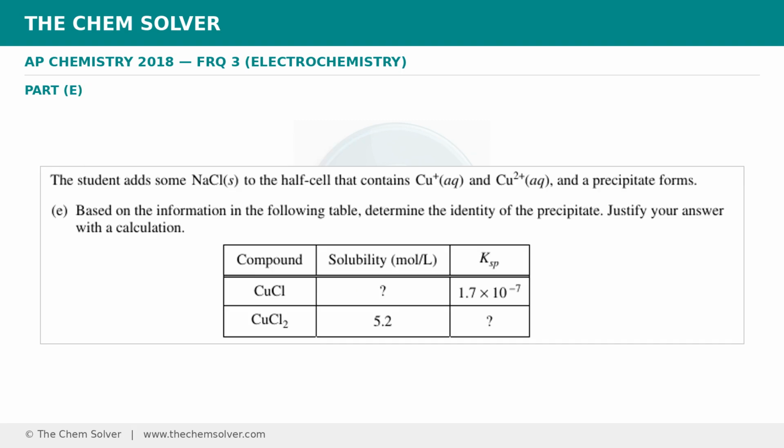The student adds some NaCl to the half cell that contains Cu+ and Cu2+, and a precipitate forms. Based on the information in the following table, determine the identity of the precipitate. Justify your answer with a calculation. Visual.